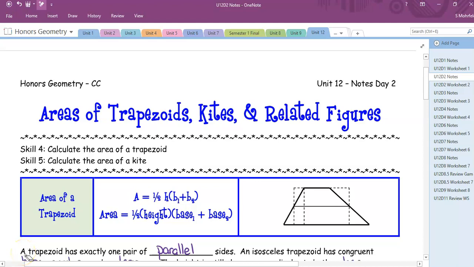This is Unit 12, Day 2. In this video, we're going to be talking about area of trapezoids, kites, and related figures.